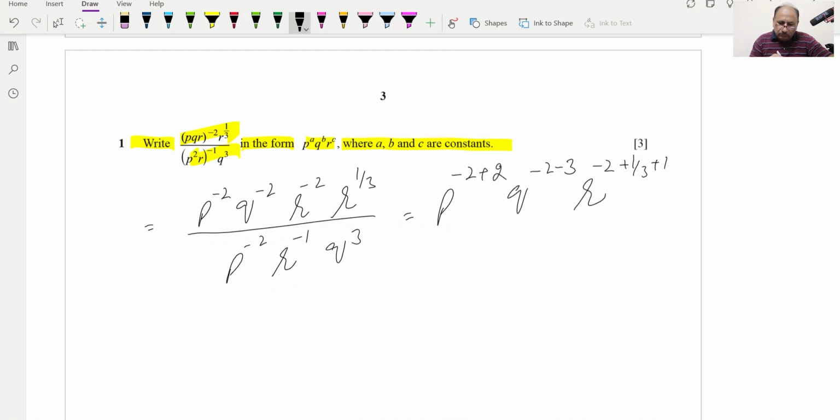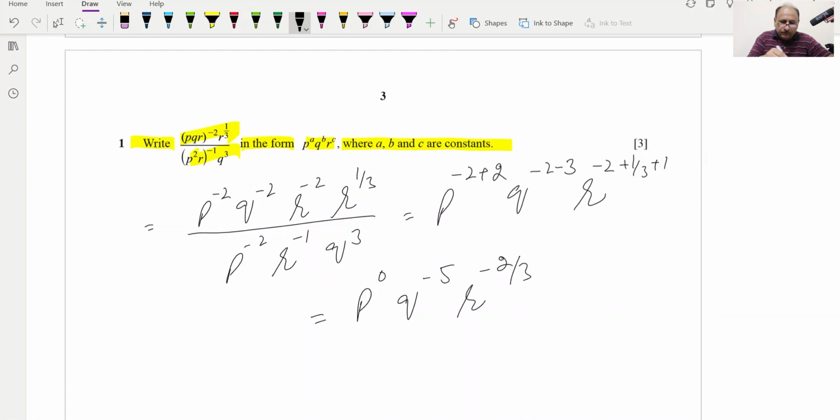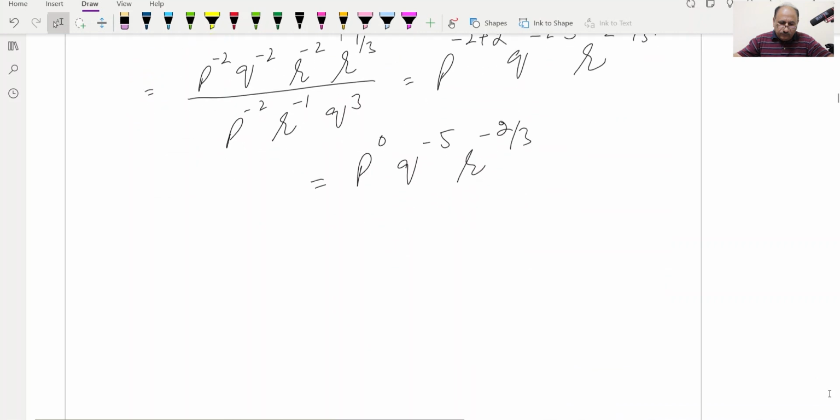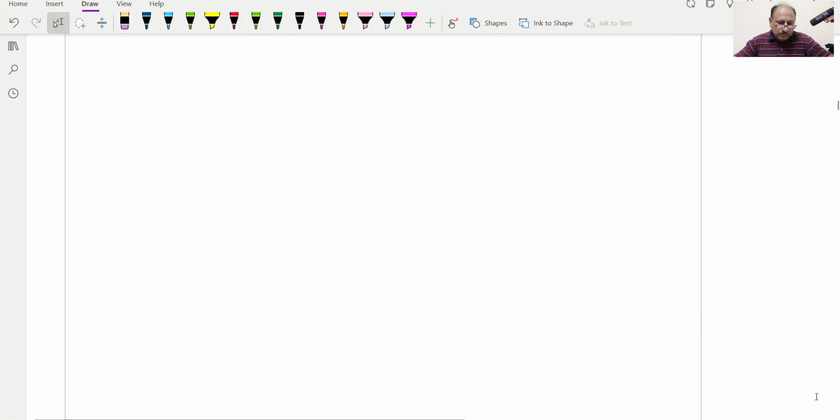Now p raised to minus 2 plus 2 will be p raised to the power 0, and q raised to the power will be minus 5, and r raised to the power, we can check, will be minus 2 plus 1 over 3 plus 1, and this is equal to minus 2 over 3. And a, b, c are the constants. If we want, we can write the constants also. So a is equal to 0, b is equal to minus 5, and c is equal to minus 2 by 3. These are basically the values which are required. This was a 3-mark question which we are done.